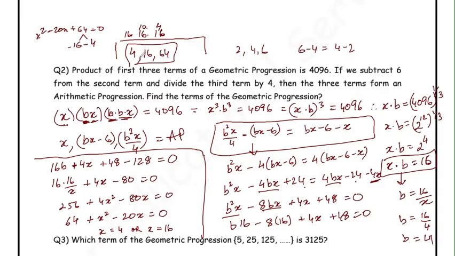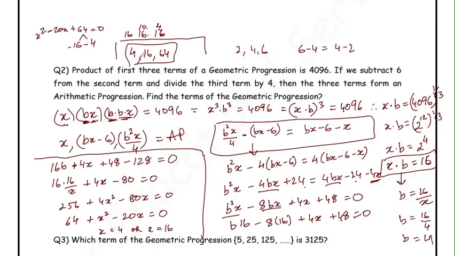But what we are really looking at is, are we looking at 16, 16, 16 as the geometric progression, or are we looking at 4, 16, and 64? Because both of them give me an AP sequence, 16, 10, 4 in one, and 4, 10, 16 in the other. So you got to decide, find the terms of the geometric progression.